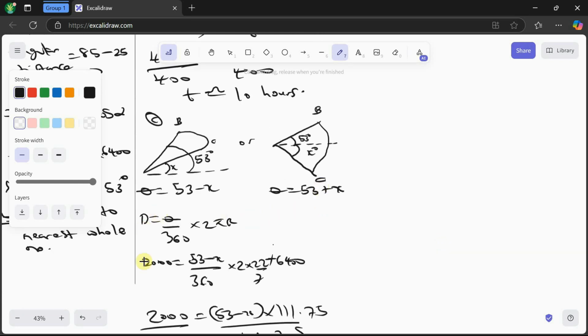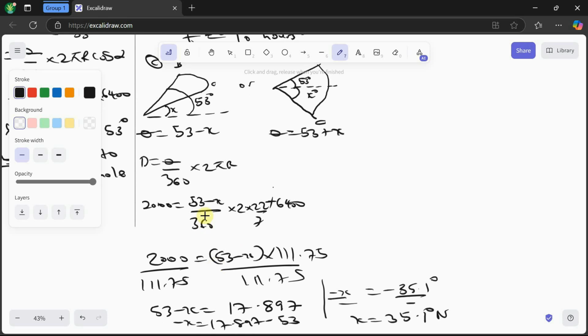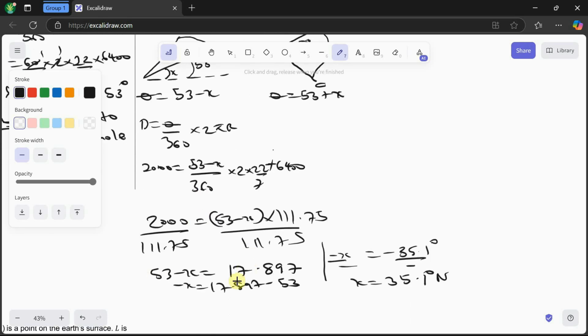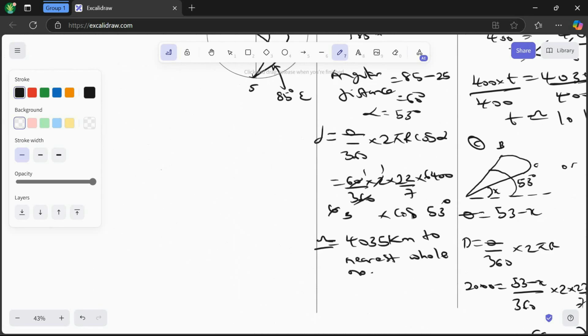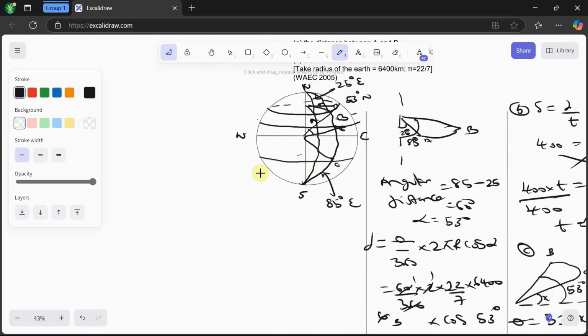If it was also that guy, what will have happened? All of this will still be the same, right? All of this minus, this place will just be plus. So all this up to this point will still be the same, and that will be 53 plus x is equal to 17.897, and the x would be 17.897 minus 53, and then that will be equal to minus 35.1 degrees. So if you look at that place, in this case here, it would be in the south, right? Because you can see this way it is in the south.